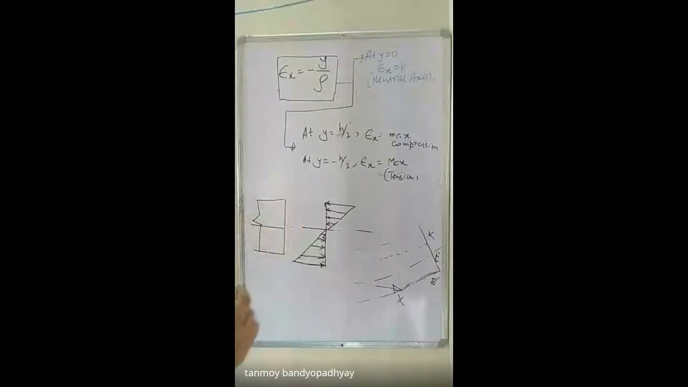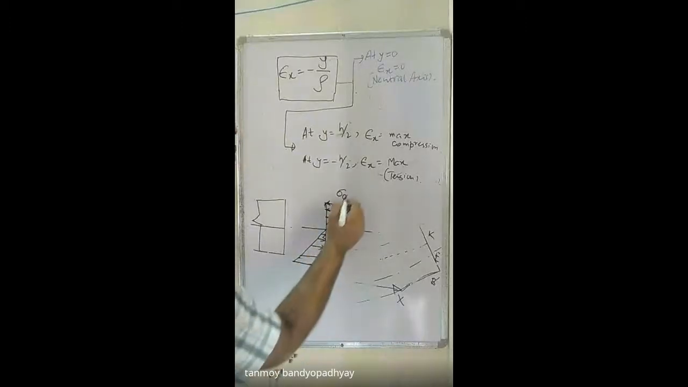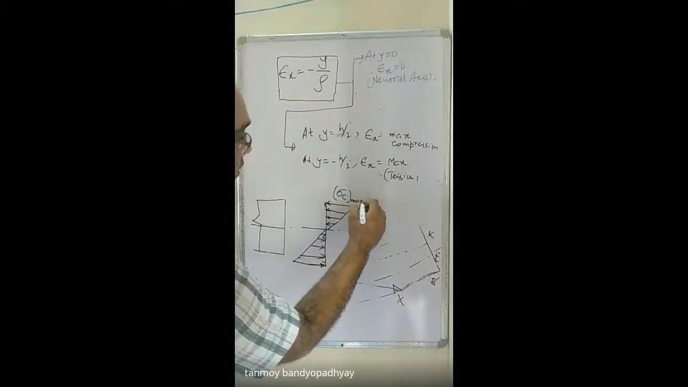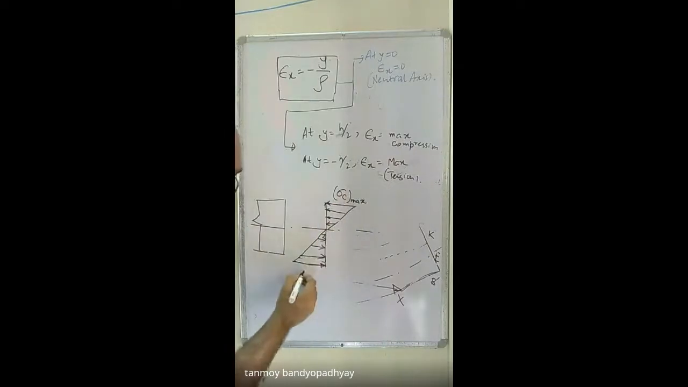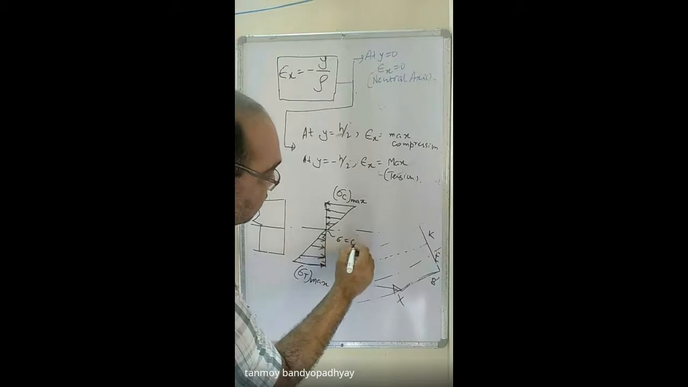So this is the variation of the forces. This is sigma C max and this is sigma T max. And this is the point where sigma is equal to 0. So this axis is the NA, or the neutral axis. Correct? Clear?